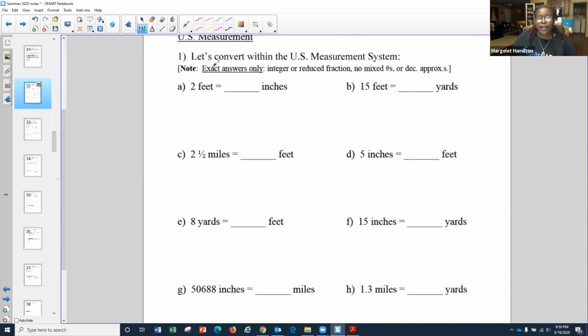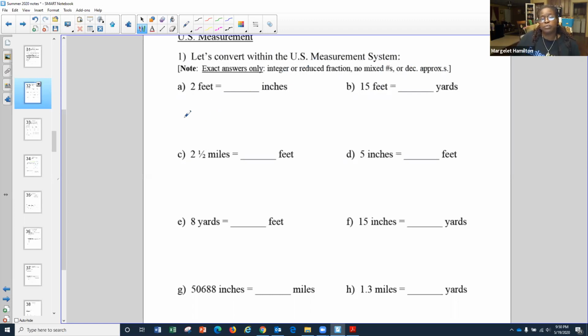Here they want us to write our answers as exact answers only. Remember, we talked about that in Unit 1. Exact answers would be an integer or reduced fraction. We looked at how to do that on our calculator. We do not want mixed fractions or mixed numbers, that's whole numbers and fractions together, or decimal approximations, okay?